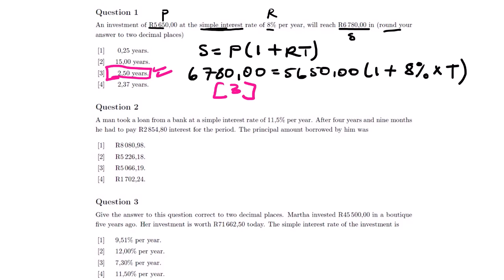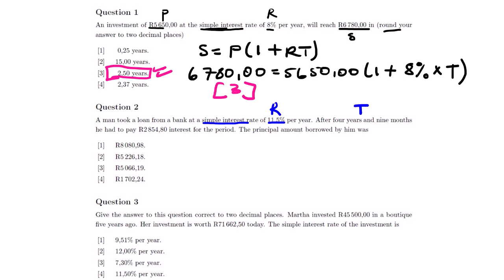We can go ahead and look at our next question. Our next question, which is question 2, says a man took a loan from a bank at simple interest. Remember this word, simple interest, rate of 11.5% after 4 years and 9 months. So here we are given R, and then after 4 years and 9 months, it's our T.